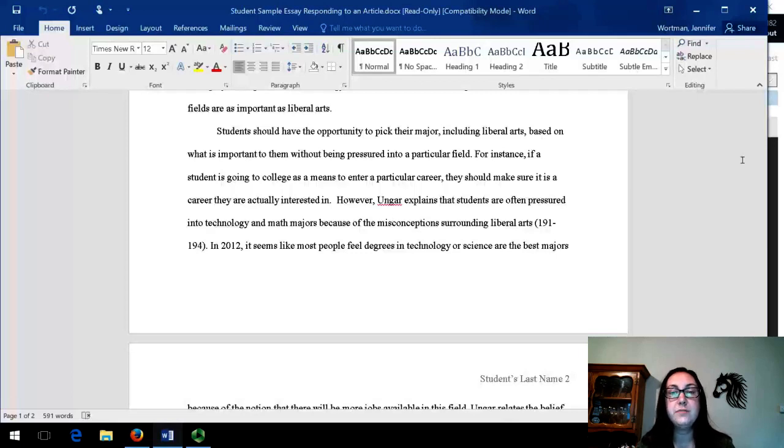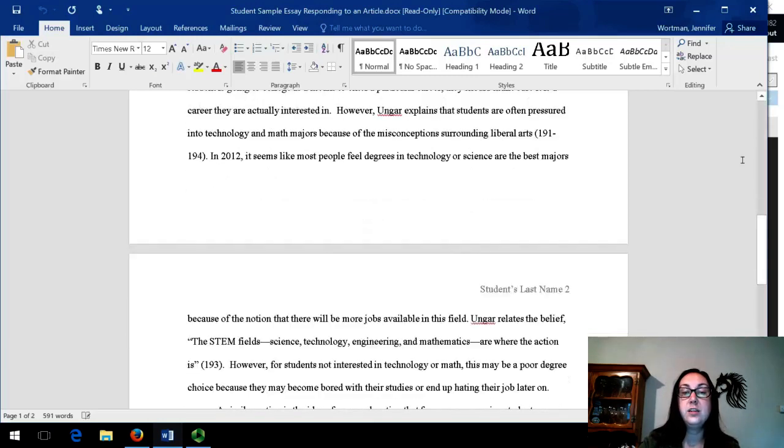And so this body paragraph does a really nice job setting that up. It has a clear topic sentence. Students should have the opportunity to pick their major, including liberal arts, based on what is important to them without being pressured into a particular field. Then it goes into an example, for instance, if a student is going to college as a means to enter a particular career, they should make sure that it is a career they are actually interested in. However, Unger explains that students are often pressured into technology and math majors because of the misconceptions surrounding liberal arts. Right? And then it goes on to sort of explain that.